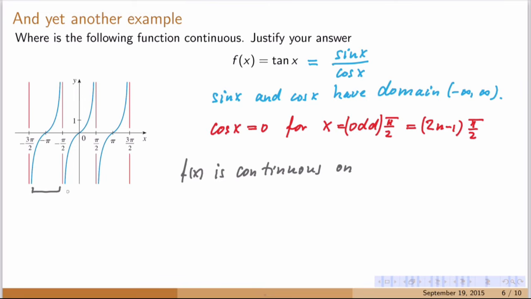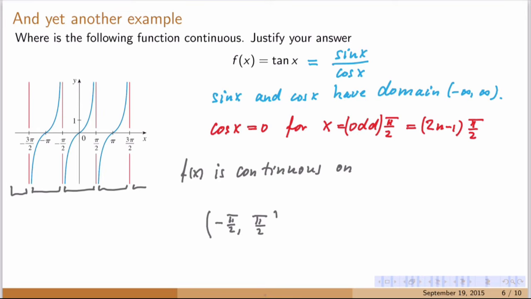So we can take this interval and this interval and this interval and the next one, where we have to take out the minus 3 pi over 2 or minus pi over 2 or pi over 2 or 3 pi over 2. So how do we write this down? Well, let's maybe start in the middle and then we can work ourselves to the left and to the right. So I have the interval minus pi over 2, pi over 2.